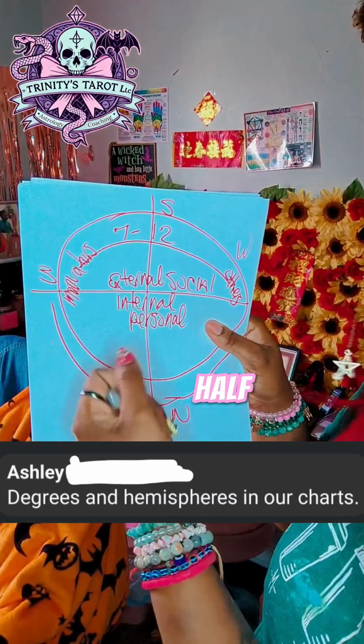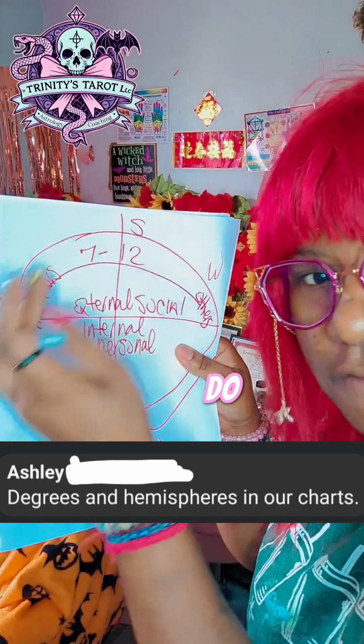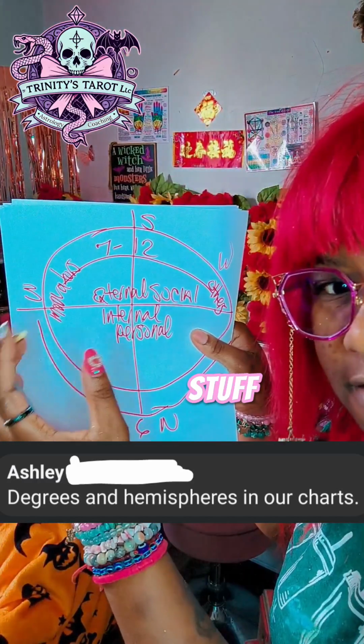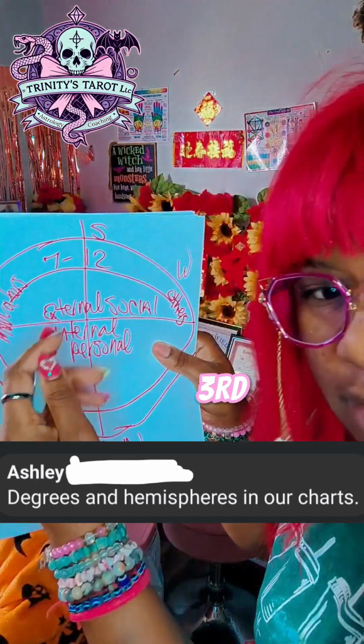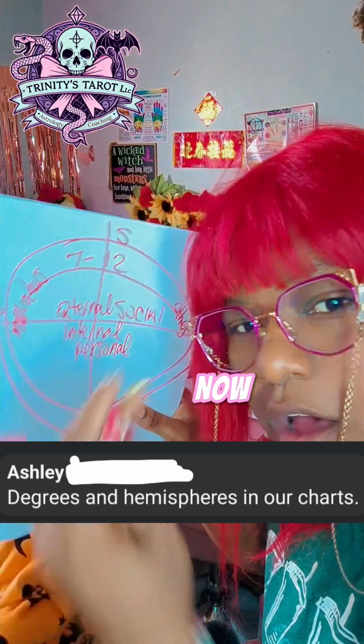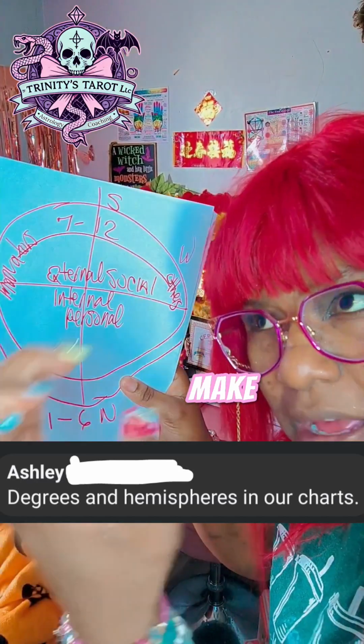The eastern half represents the work that you do for others. So, like your rising, your 11th house. This is all the stuff that you do for others. Like your 3rd house is your community, things. So now all the houses where they are kind of make a little bit more sense.